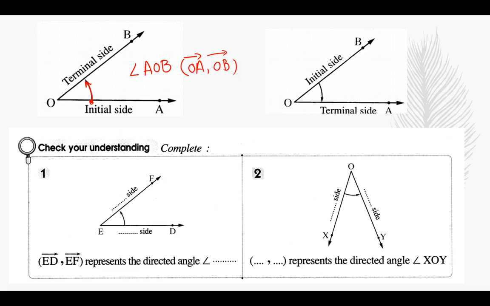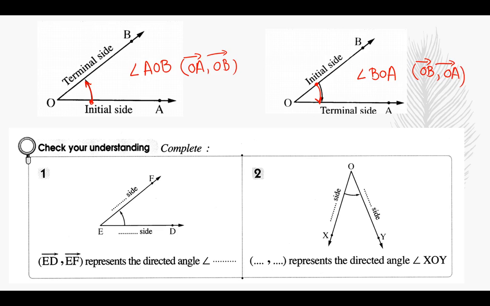Okay. In the second figure, here you have to concentrate. OB is the initial side and OA is the terminal side, because the direction of the arrow is from the initial side to the terminal side. So OB is the initial side, and OA is the terminal side. So this angle is written as angle BOA, or we can write it as an ordered pair. Its initial side is OB and its terminal side is OA.